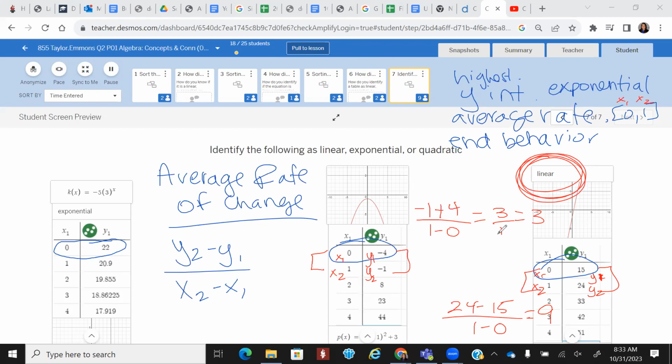End behavior: which function has an end behavior where, as x is approaching positive infinity, y is approaching positive infinity, and as x is approaching negative infinity, y is approaching negative infinity? So as we go to the right, it's going up. As we go to the left, it's going down. Which one does that? The linear function, right? Okay.